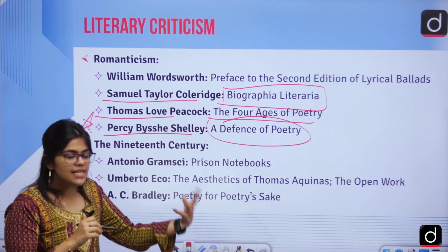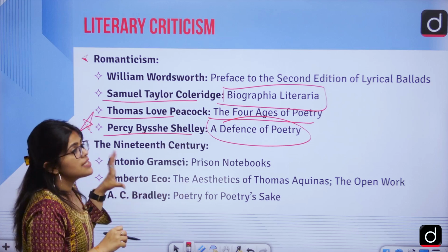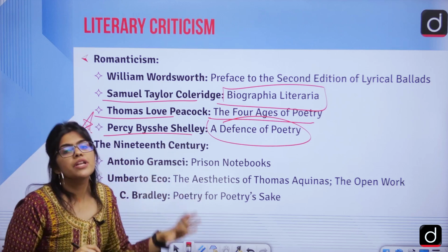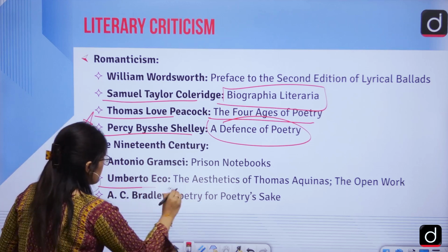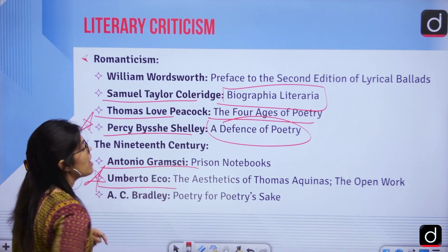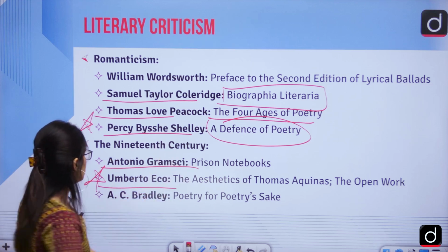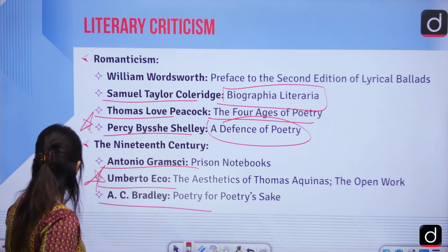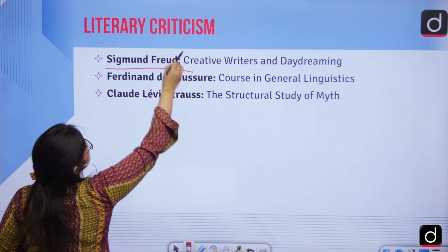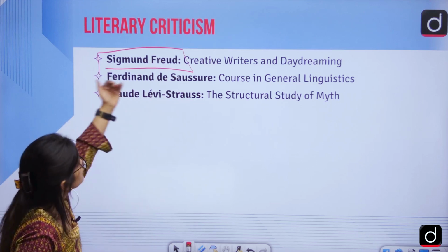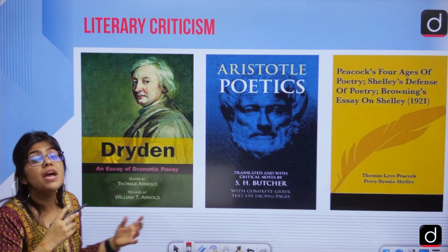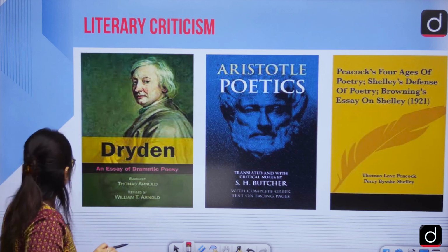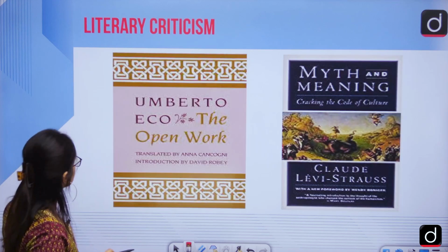Then you have the 19th century, and this is basically an age where contemporary criticism and theories came into being. Here you have Umberto Eco, very, very important. You have Gramsci, and Prison Notebooks is there. You have A.C. Bradley, very, very important. Sigmund Freud, someone you cannot leave. There is Cicero, there is Claude Lévi-Strauss, and many more to go, right? So you cannot leave the things here, right?